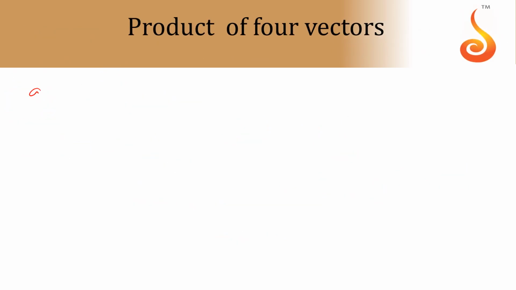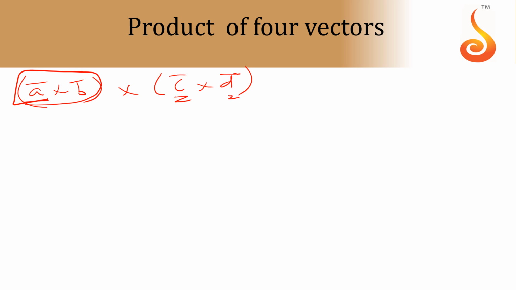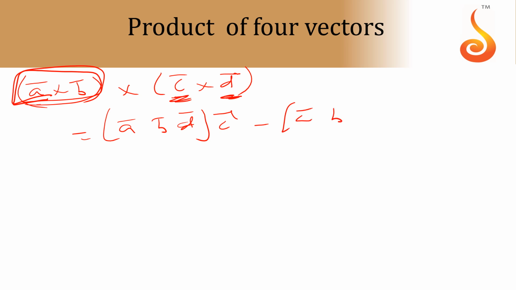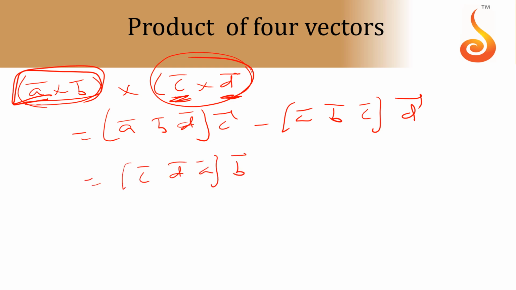Product of four vectors. Suppose I have A cross B cross C cross D. I can treat this as one vector. If I treat this as one vector, I can write a linear combination of C bar and D bar. So box ABD into C bar minus box ABC into D bar. Otherwise, I can take the other as one vector. So I can write box CDA into B bar minus box CDB into A bar.